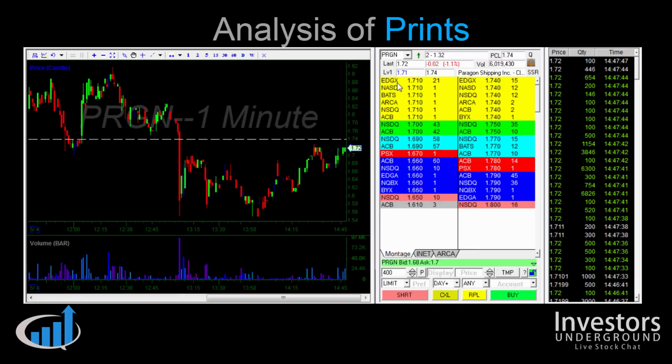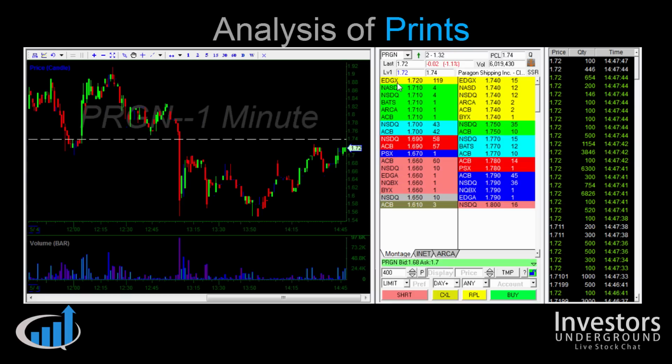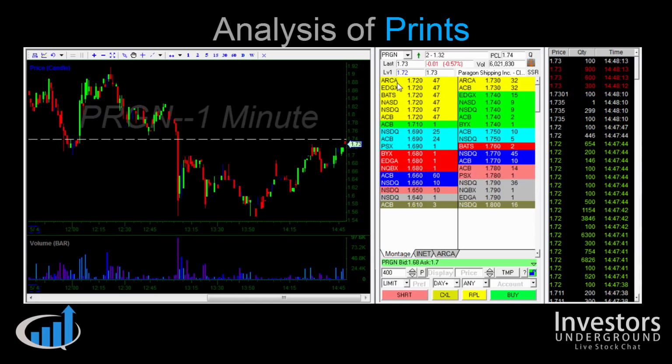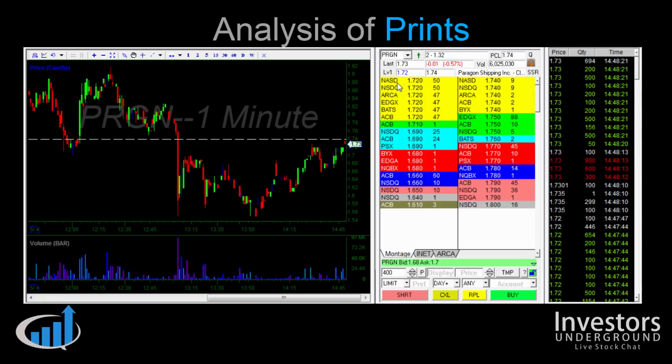But if red is printing a lot and the price isn't moving down, it means there's a big bid just absorbing all of those sellers. So that could be bullish. Or the inverse of that would be a big offer that's printing a lot of green but the price isn't moving up. It means that there might be a big seller there.